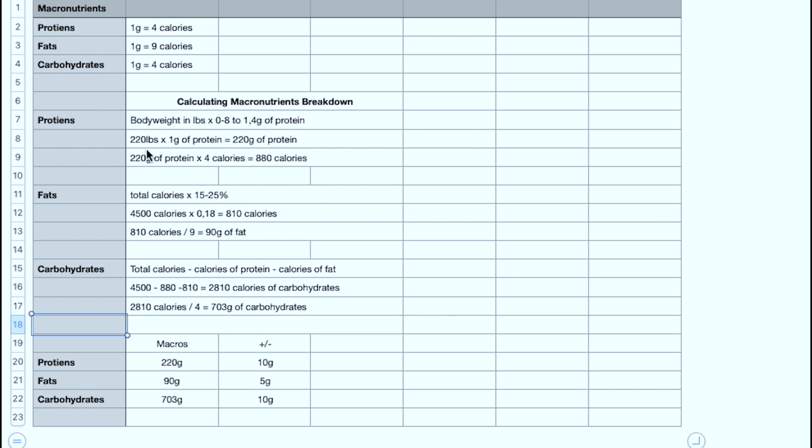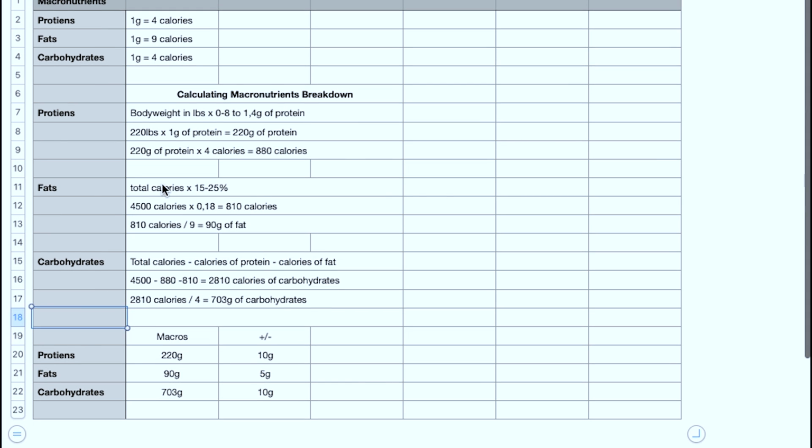So it's going to be the optimal amount of protein I need to be eating in order to gain muscle mass. Now we're going to take that 220 grams of protein and times it by 4, because as I mentioned, 1 gram of protein is equal to 4 calories. So 220 times by 4 obviously gives us 880 calories. Then we're going to move on to our fats.